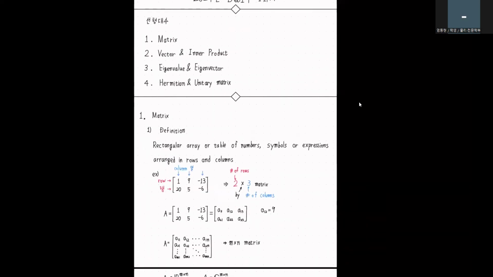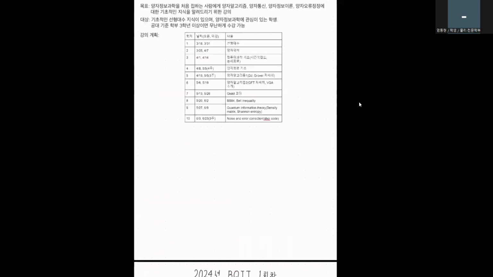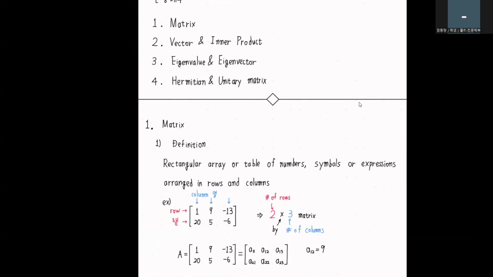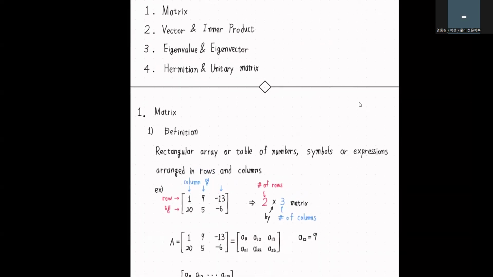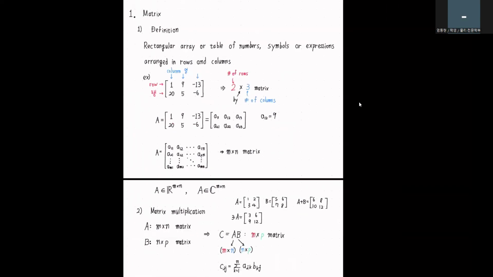So before one can study quantum information science, one needs to be familiar with the language of quantum mechanics, which is linear algebra. So this lecture will be a primer on the basic notions of linear algebra, starting with matrices. So what is a matrix? Basically, a matrix is a method of storing information. You can define it as a rectangular array or table of numbers, symbols, or expressions that are arranged in rows and columns.